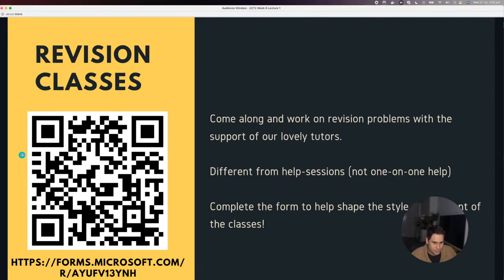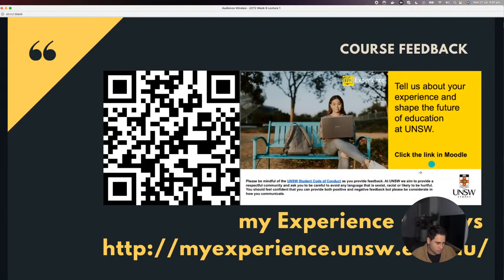Okay, that's the revision classes form here. Yeah, 8.1, exactly right. That should be HBS, hopefully. My experience. Actually, I should not type it there. .unsw.edu.au. Let me just make sure that URL is correct. I think it is. There we go. Hopefully that link works. Oh, thank you, Patrick. Sorry.